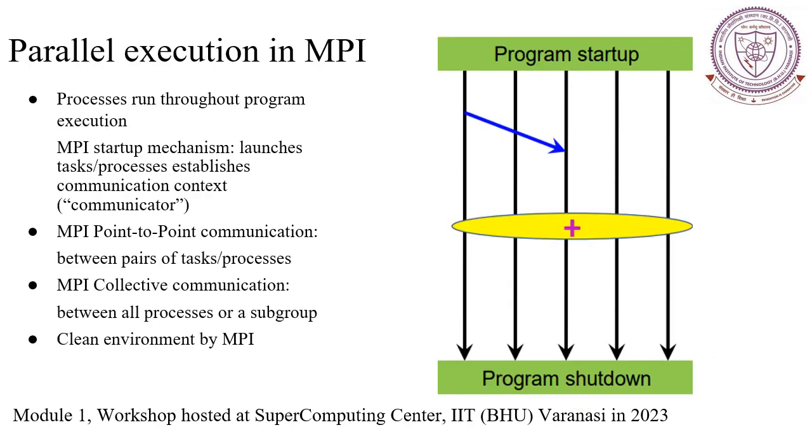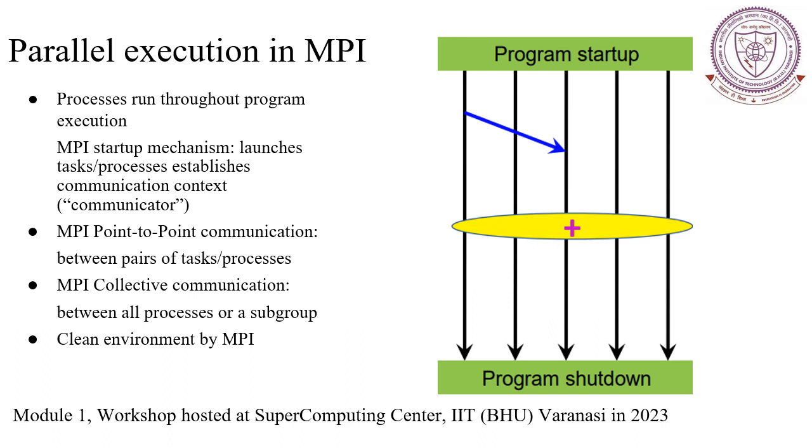Now we will understand how parallel execution is done in MPI. The program startup mechanism works like this. The MPI startup mechanism is responsible for launching the task processes of an MPI program and establishing the communication context, the communicator. The most common way to start an MPI program is to use the mpirun command. mpirun takes the name of the MPI program and the number of processes to launch as input. It then launches the MPI program on the specified number of processors.